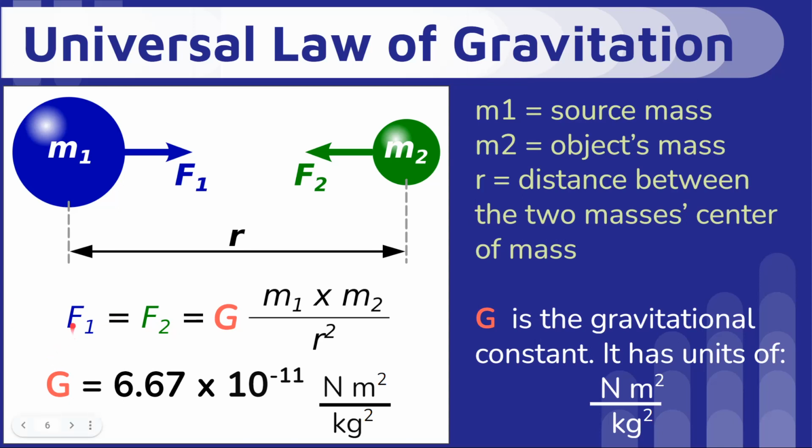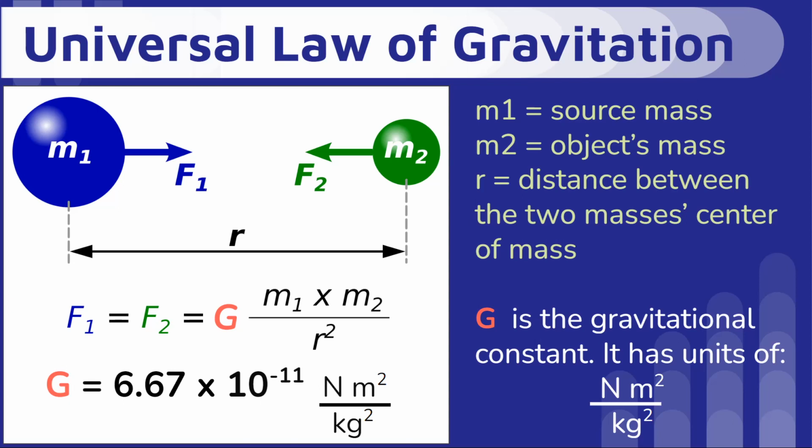We could call those F1 and F2. Either way, they're the same. So F1 equals F2. Both of them are a force of gravitational attraction, and they are both equal to this equation. Big G is my universal gravitational constant, which has a value of 6.67 times 10 to the negative 11th.